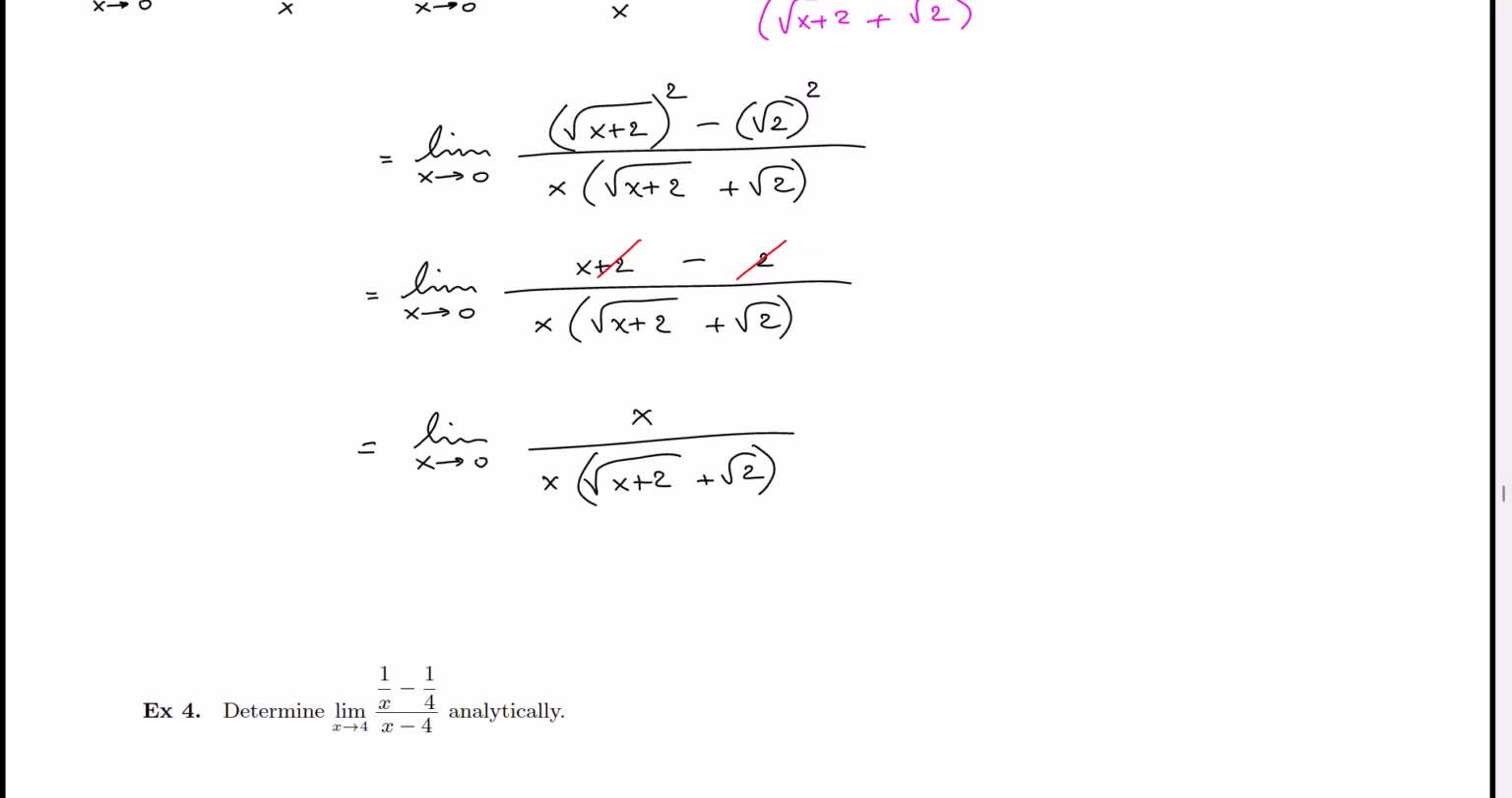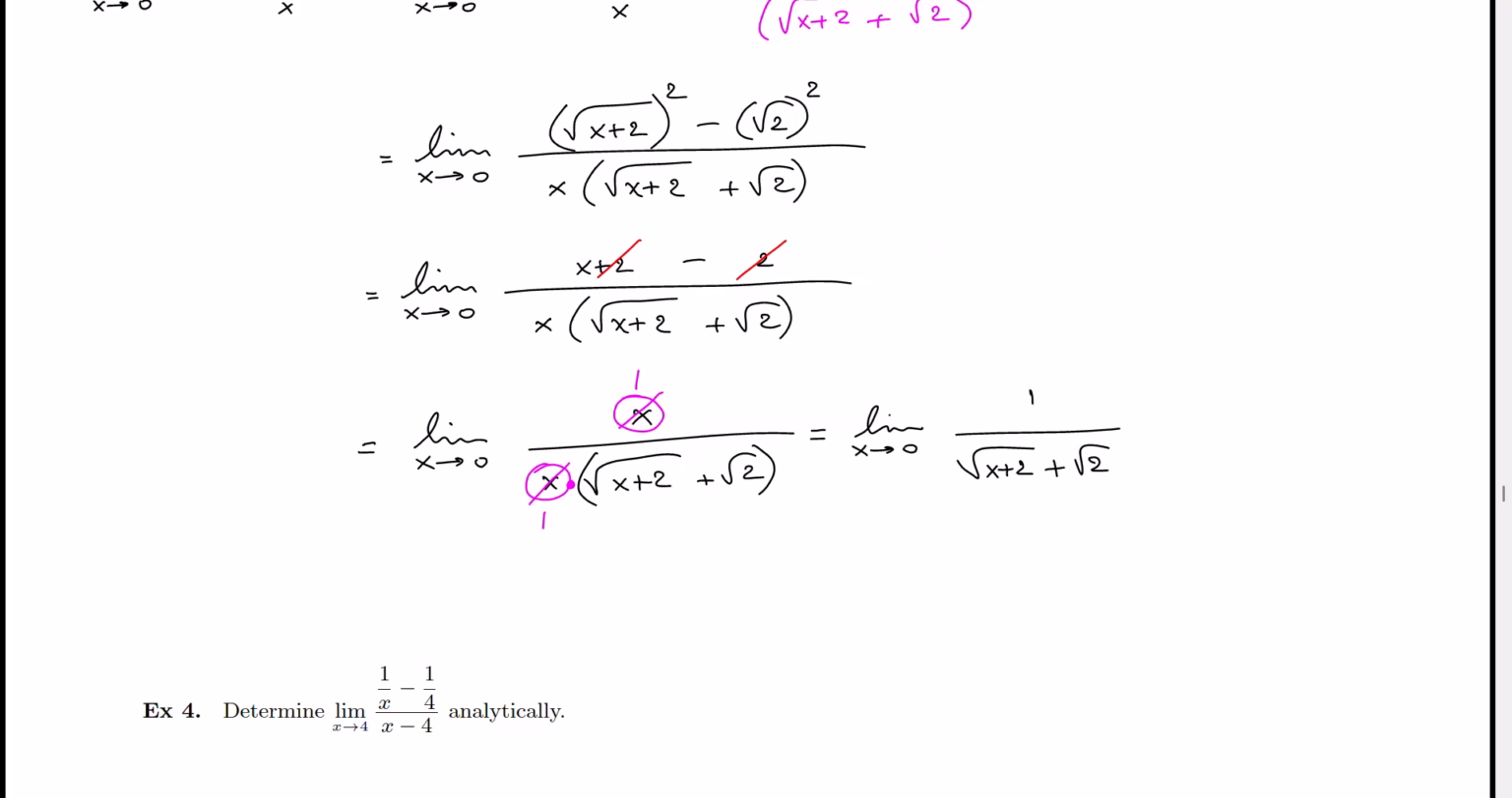And finally, again, I'm seeing an x here and an x there. The x on the denominator is being multiplied with the parentheses, so we can remove these x's, divide them out. When you divide them out, your answer is just going to be the limit as x approaches 0 of 1 divided by the square root of x plus 2 plus another square root of 2. And we are finished. We can't simplify it any further.